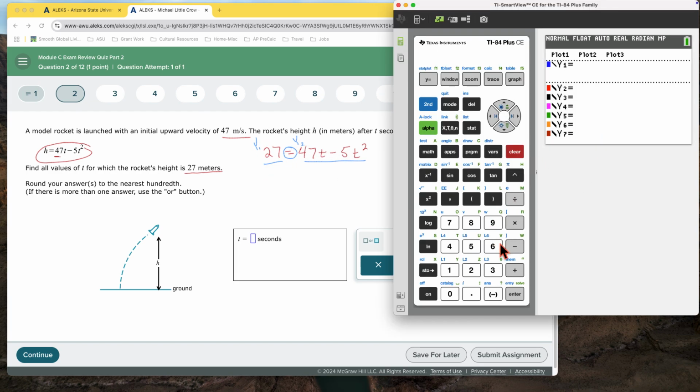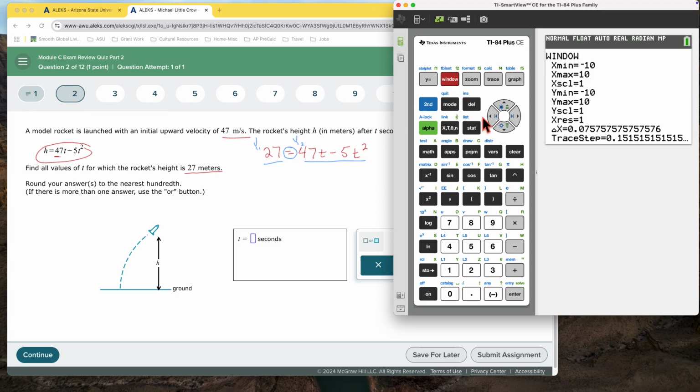So y1, we're just going to put in 27, and in y2 we will put the 47x minus 5x squared. That's that other equation. Now let's think through this a little bit. Where y is up at 27 is the intersection we're looking for. So when we look at our window, we definitely want our y maximum bigger than 10. Be able to see everything. Let's just go to 50. That's plenty good. We know we will definitely see 27 there.